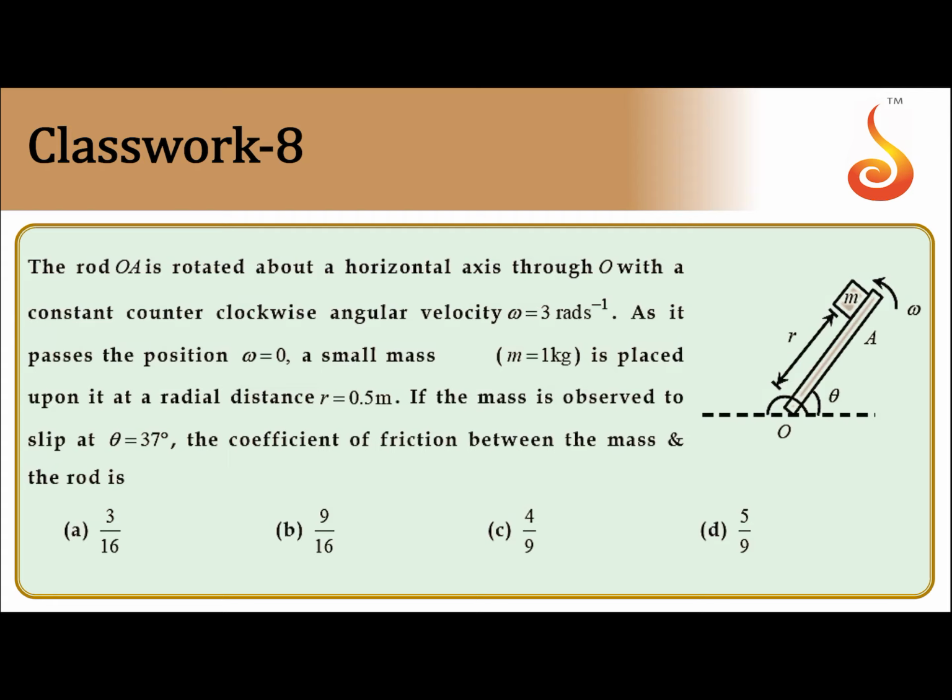Example 8. The rod OA is rotated about a horizontal axis through O with a constant counterclockwise angular velocity 3 radian per second along this direction. As it passes through the position omega is equal to 0, a small mass is placed upon it at a radial distance 0.5 meter. If the mass is observed to slip at 37 degree, the coefficient of friction between the mass and the rod is?